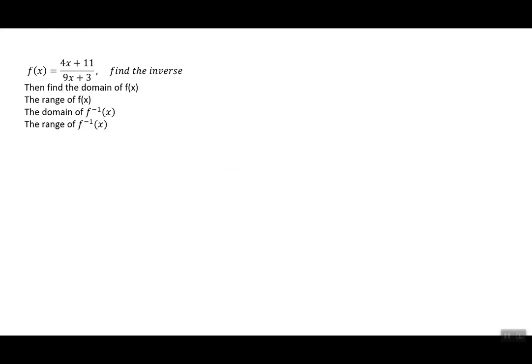Let's try one more, a little bit bigger. I have 4x plus 11 divided by 9x plus 3. We're going to find the inverse, then talk about the domain and the range of each of the functions, both f of x and the inverse.